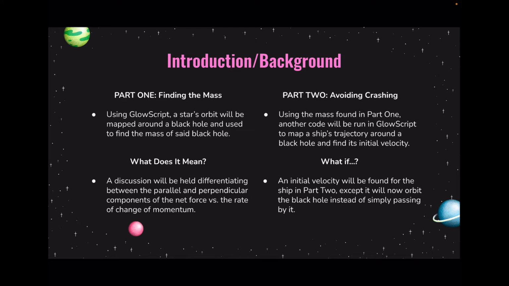In the second part of this lab, we're going to be pretending we are on a spaceship trying to avoid crashing into a planet or a black hole. In order to do this, we need to find the initial velocity. And then we're going to find the initial velocity needed to actually orbit the black hole. We want to stay in orbit.